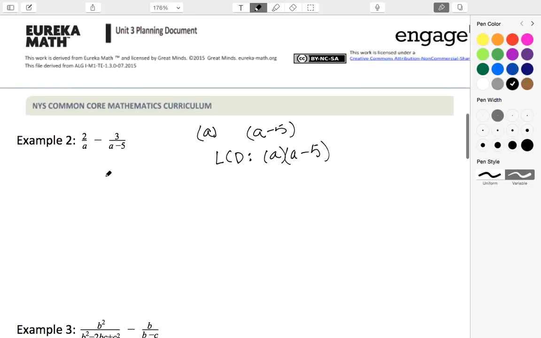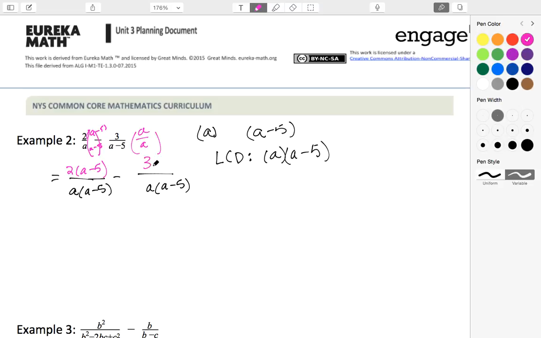Okay, so now that I've identified my least common denominator, I can go ahead and rewrite these to be equivalent values. So here I want this to be a times a minus 5, and the same thing here, a times a minus 5. So then I look to check, okay, my goal is to get my denominator to equal this, so therefore I need to multiply this times a minus 5, and then here times a minus 5. So I'll get 2 times a minus 5 on my left side, and then here I'm missing the a, so I'm going to multiply times a, and I'll get 3a on the top, right?